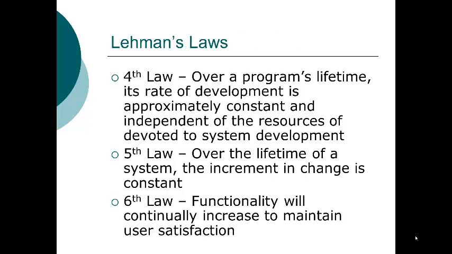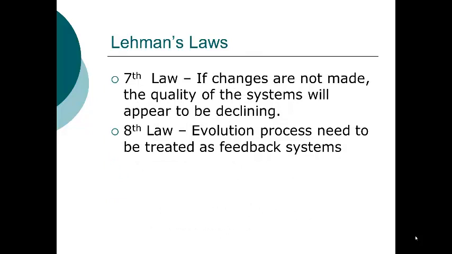Other laws. Fourth law, over a program's lifetime, its rate of development is approximately constant and independent of the resources devoted to system development. Law 5, over the lifetime of a system, the incremental change is constant. Law 6, functionality will continually increase to maintain user satisfaction. Law 7, if changes are not made, the quality of the system will appear to be declining. And Law 8 says the evolution process needs to be treated as a feedback system. So these laws mean that users become unhappy if you don't maintain your software, and they think the software is degrading even if it's not.